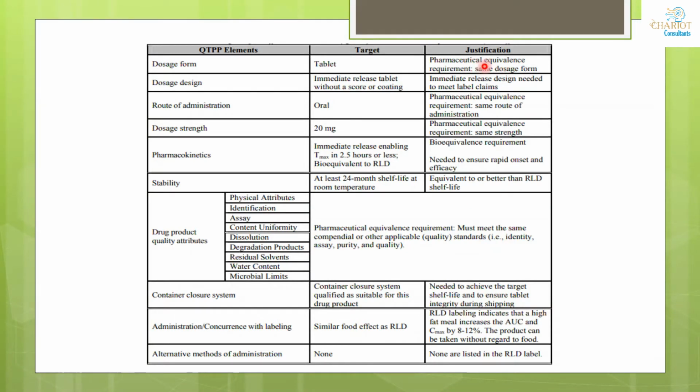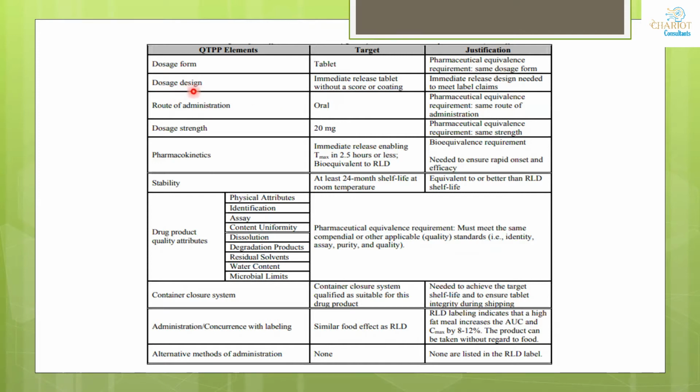There are two equivalencies. One is your pharmaceutical equivalency and the other is your bioequivalency. So whenever you are talking about a generic product, you should keep in mind there are two equivalencies. One is pharmaceutical equivalence and second is bioequivalence. Pharmaceutical equivalence means the same dosage form, the same dosage design, or the same strength of that dosage form. That is your pharmaceutical equivalence. Whenever you are working for generics, it should be pharmaceutical equivalence, and the other important one is your bioequivalence. Then you can say that yes, my product is a generic product.